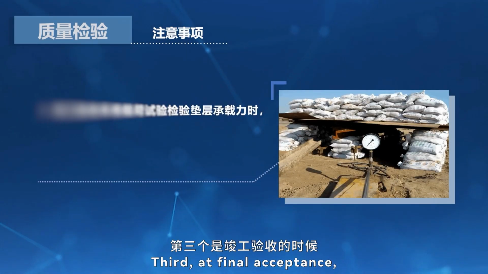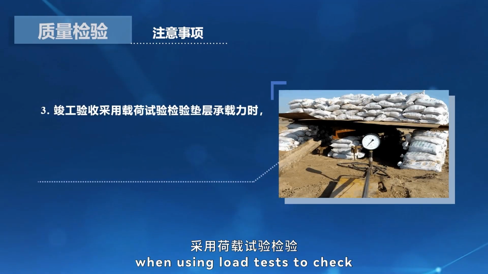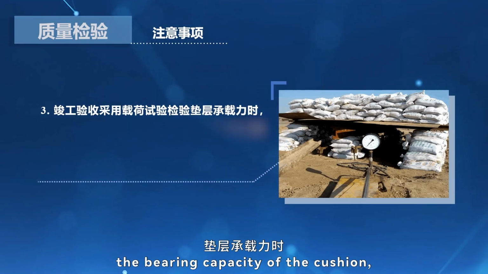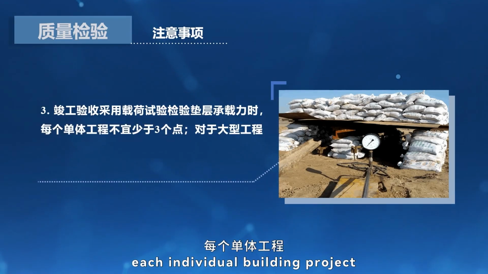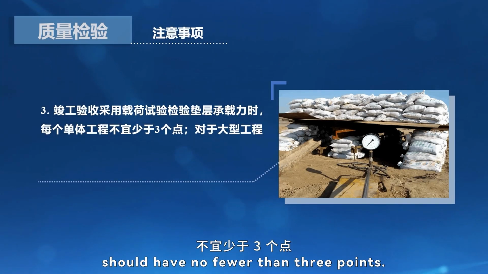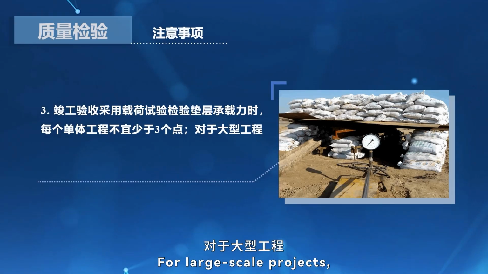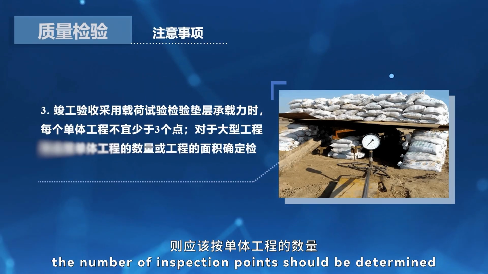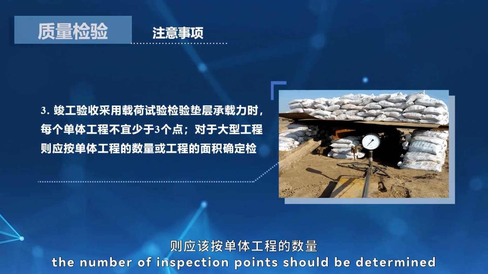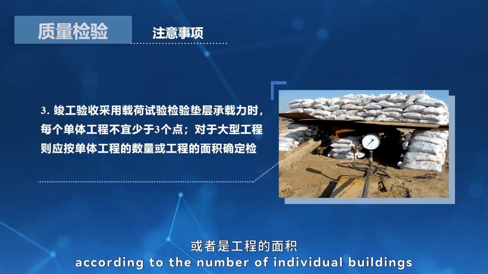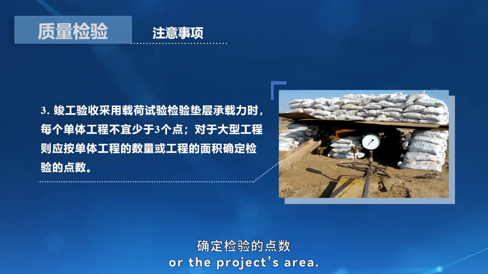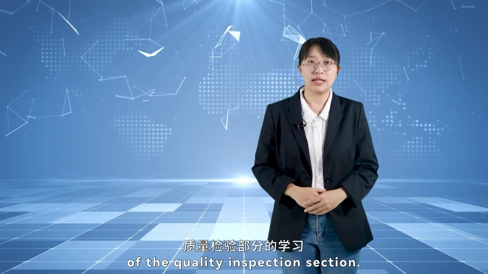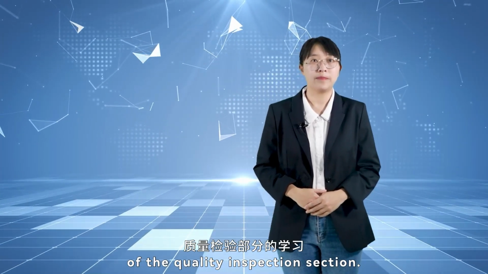Third, at final acceptance, when using load tests to check the bearing capacity of the cushion, each individual building project should have no fewer than 3 points. For large-scale projects, the number of inspection points should be determined according to the number of individual buildings or the project area. That concludes our study of the quality inspection section.